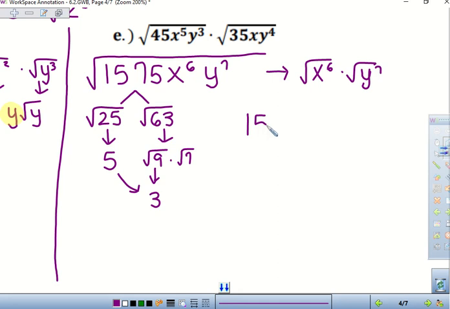So I get 15. And now I know that there's going to be a radical 7 in my answer because this didn't break down anymore, right? So this right here is going to come out and be x to the 3rd. And then it's y to the 7th. So how many y's get to come out?